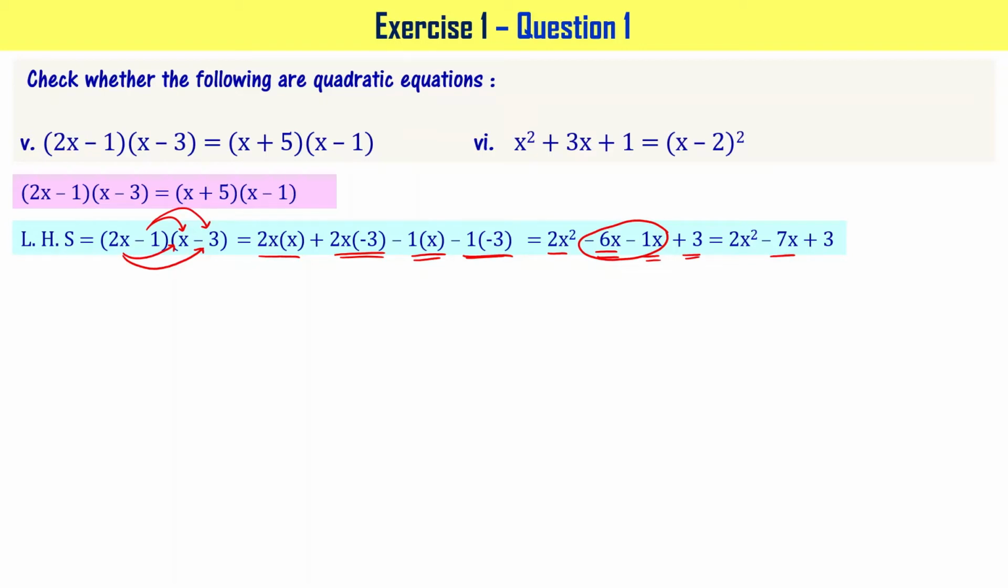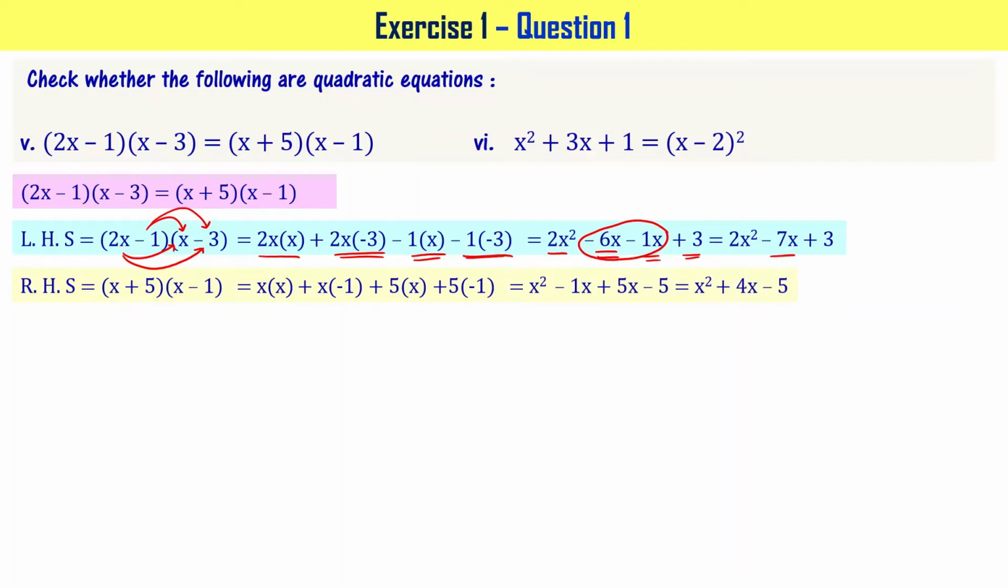Now let's simplify RHS. That is x plus 5 times x minus 1. That can be written as x times x plus x times minus 1 plus 5 times x plus 5 times minus 1. This can be further simplified and written as x square minus 1x plus 5x minus 5, right? Minus 1x plus 5x put together becomes plus 4x. So x square plus 4x minus 5 is the simplified version of your RHS.